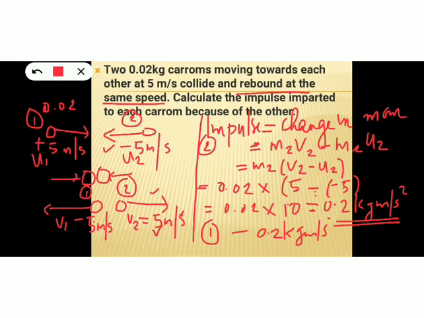See, the impulse of one carom on another carom will be acting in the opposite direction. The first carom will impart impulse in this direction, and the second carom will impart impulse in the opposite direction. Okay children, so this is the way to find out the impulse.